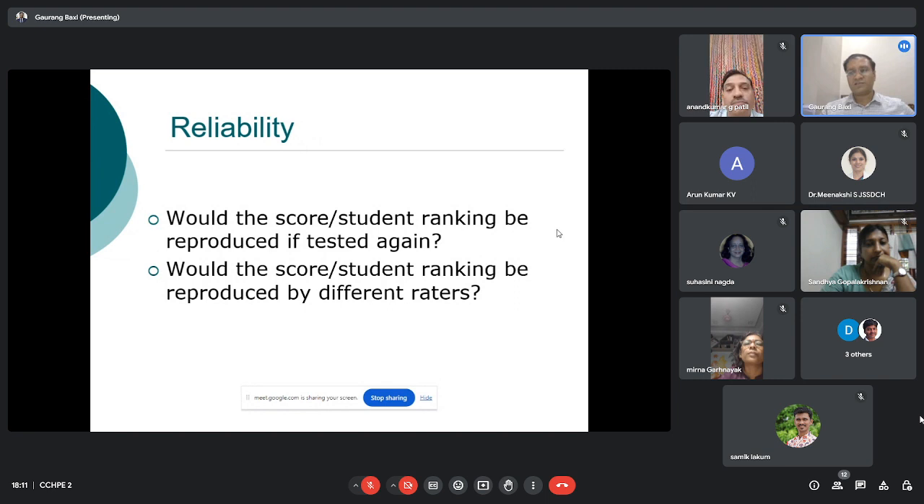But if there is a huge difference in the scores, then there's probably something wrong with the reliability. The same applies to the second point, whether the scores or the rankings can be reproduced by different raters. This is something more familiar to us, where multiple examiners give scores to a specific student. Suppose examiner A gives 12 out of 20, and the second examiner gives 13 or 14 out of 20. Can we say that the scores are similar?